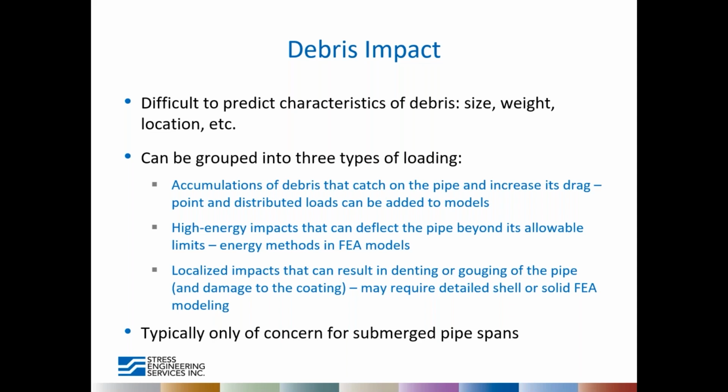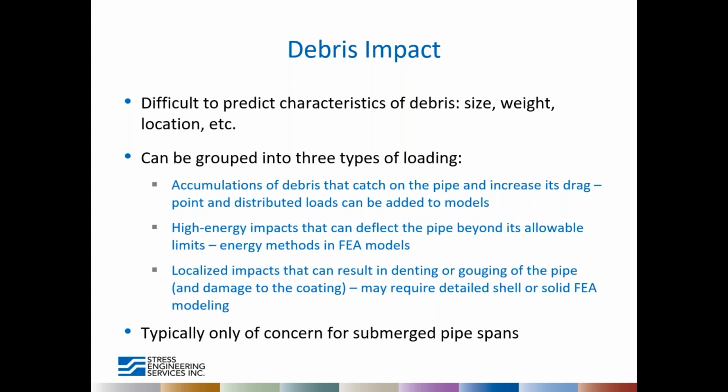So we can either have accumulations of debris that catch along the pipe and increase its drag, like weeds being caught along the pipe. And these, if they're local, then you can consider them a point load, or they can be distributed across the pipe and add a distributed increase in drag, and that can be added into the models. There's also a potential for high energy impacts, and what these do is they bend the pipe and they can bend it beyond its allowable limits, and we use energy methods to investigate these.